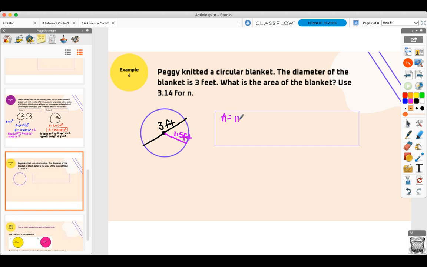So now let's find it. Area is equal to pi r squared. So it's going to be 3.14 times 1.5 squared. 1.5 times 1.5 is 2.25 times 3.14. So area is 7.065 feet squared.